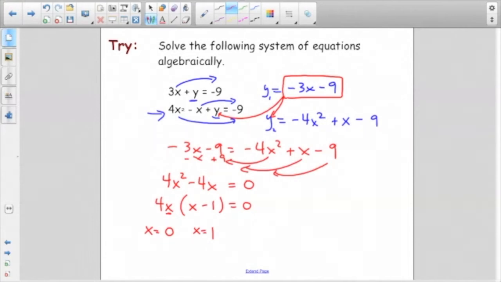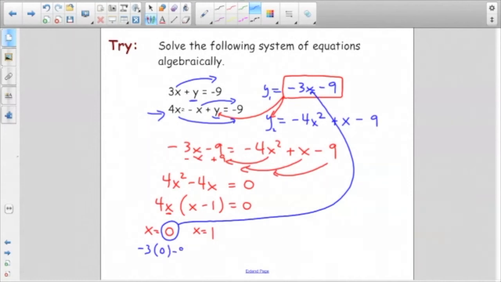Now let's go find the y's. Well, we know how to find the y's. We can just take this and substitute it into there. So we get negative 3, 0, minus 9. So we get minus 9. So there's my y.